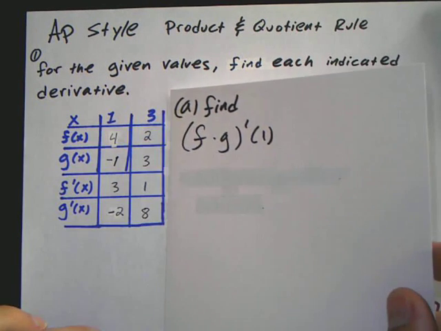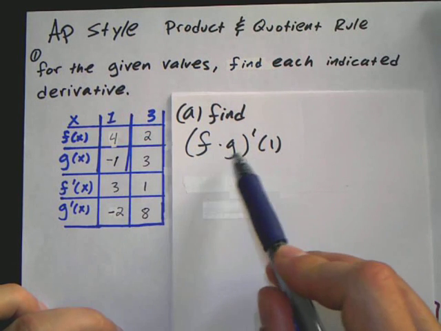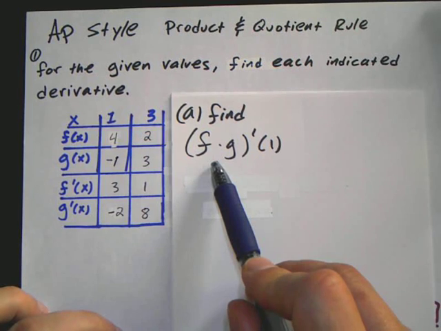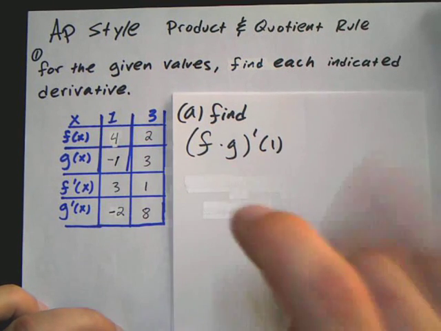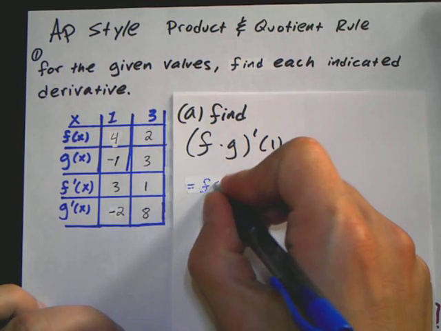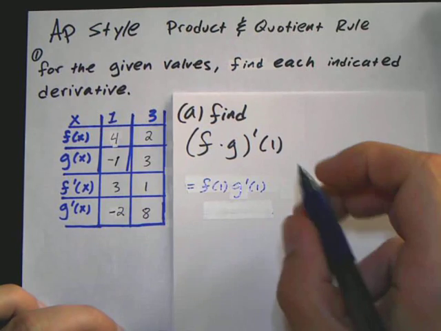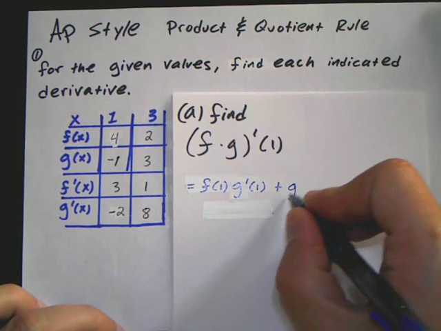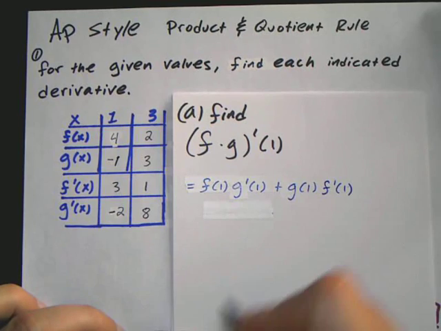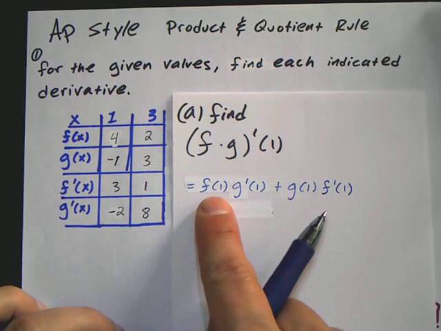And the first question is going to be finding the derivative's value of f times g at 1. I have to rely upon the product rule for the derivative of this, and I'm going to evaluate it at 1. So this means I'm going to take f of 1 and multiply by the derivative of g, which is g prime, plus g of 1 times f prime of 1. And then from there it's just a matter of looking up the table values for these particular values.